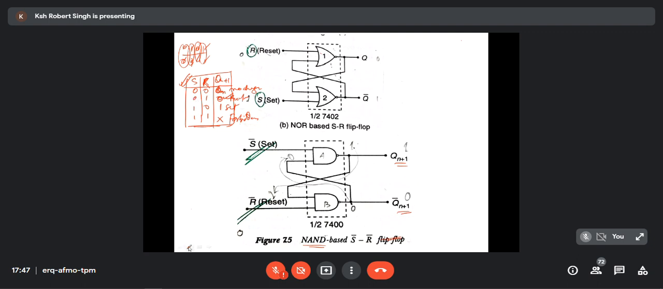But anyway, I will try something. For example, let us imagine S is 0 and R is 0. No change condition. When R is 0 and S is 0, the output will be no change, right?